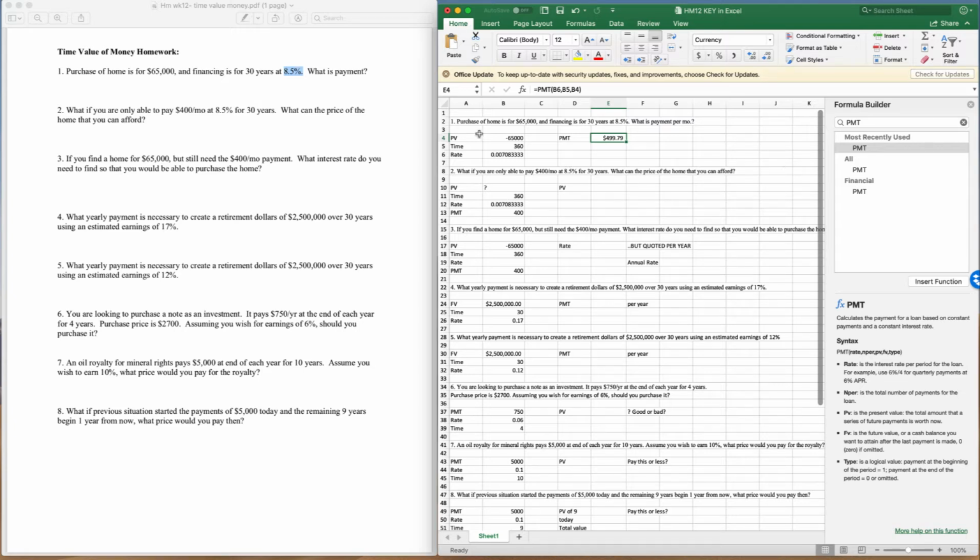Now, it's really simple here. If you said, well, what if I'm looking at a home for $80,000? Then that's a $615 payment. So you see how it works by learning to do this in Excel. All right, so there's your answer for the first one.